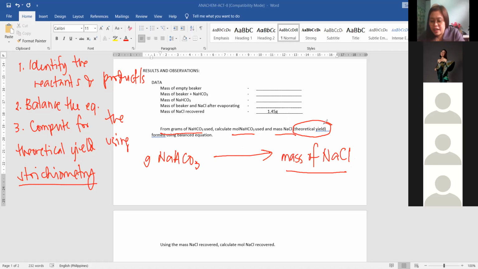Because in theory, if you have 2.5 grams of sodium bicarb, whatever mass of NaCl you computed is what should theoretically be produced. Okay? It's only theoretical. But it is different from the actual. Okay?